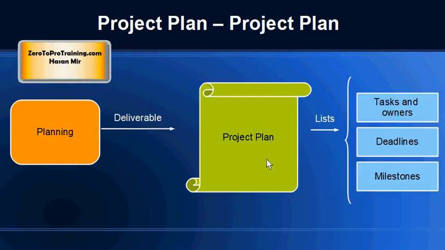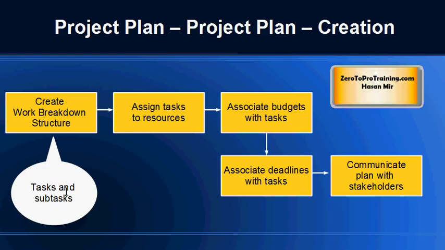And what would this document list? It will list the tasks and the owners of those tasks and the deadlines, by what date and time those tasks are supposed to be completed, and the milestones. So the project manager would typically list all the tasks and subtasks, so a tree structure will be created, and then the project manager will assign resources to each task, and then budget would be assigned to each task, and deadlines will be given to each task. The task and subtask tree structure is usually known as the work breakdown structure. And once all this is completed, the project plan is ready, and this will be communicated to the stakeholders.